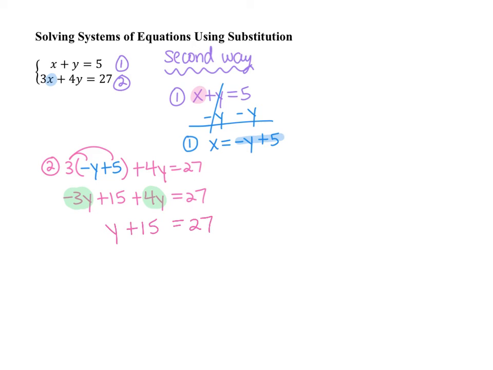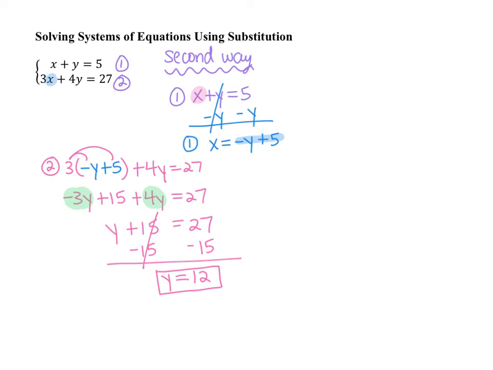Now we can easily finish solving by getting rid of the 15. So we're going to subtract 15 from both sides. That zeroes out the 15 on the left side, and we're left with y equals, and then 27 minus 15 is 12. So y equals 12.